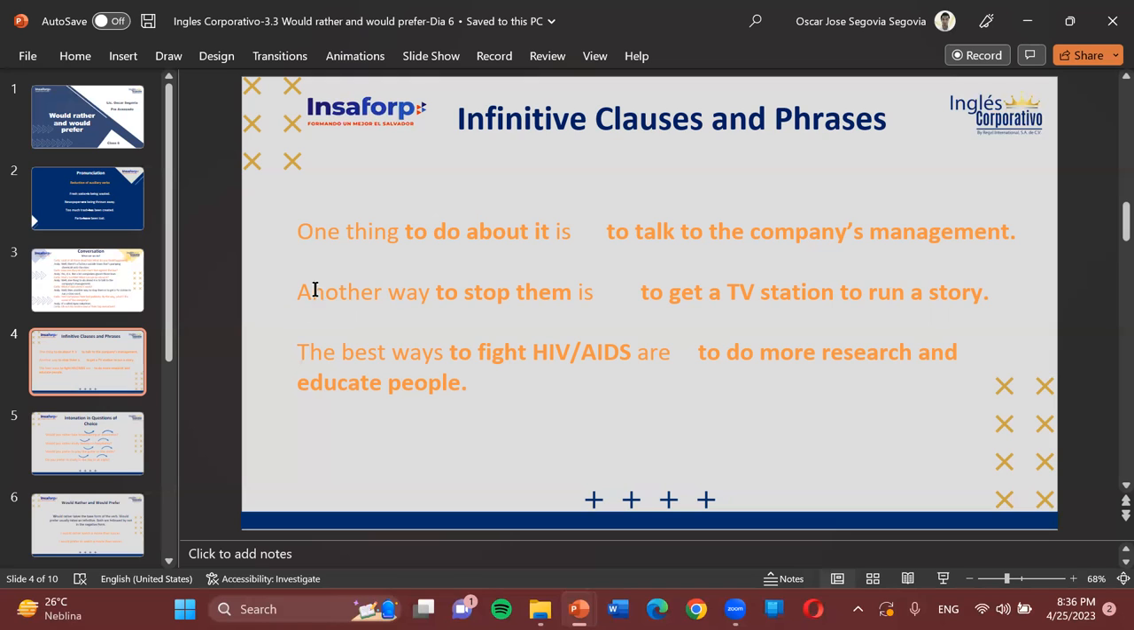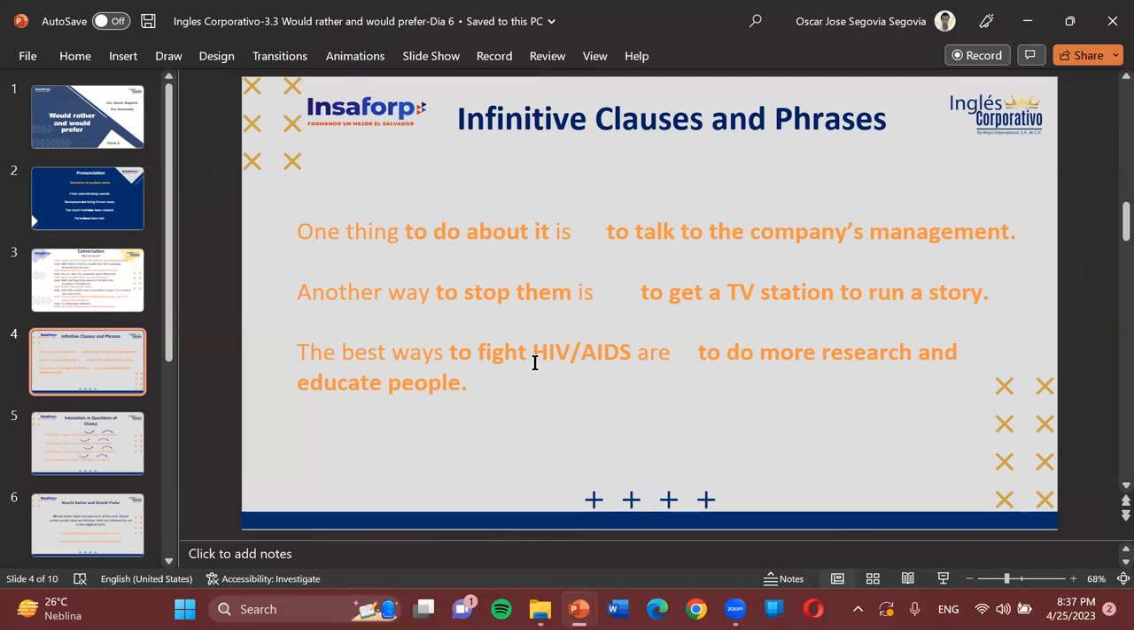Here we have another way. Entonces sería otra forma, ¿verdad? La primera es una, esta es otra forma. So another way to stop them is to get a TV station to run a story. ¿Sí? It's to get a TV station to run a story. Entonces, este, bien importante, el tomar en cuenta que cuando utilizamos el another way, también es una forma de dar un consejo o una opinión. Entonces, y pues ahí lo tenemos, ¿verdad?